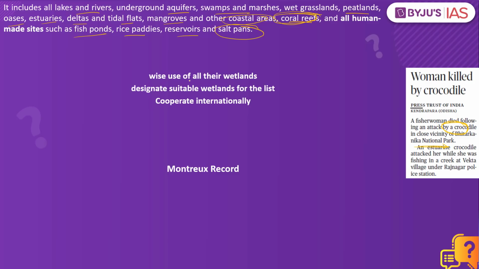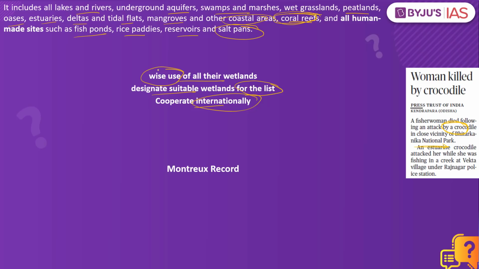What are they? One is the wise use of all their wetlands. Second, designating suitable wetlands for the Ramsar list. And third is to cooperate internationally. What are these pillars? As the very name denotes, it is wise use. So what this convention suggests is, if there is a wetland, every government can come up with a legislation. It can come up with a management protocol. So make use of this particular wetland efficiently, effectively and also sustainably.